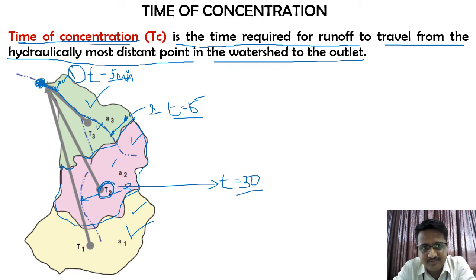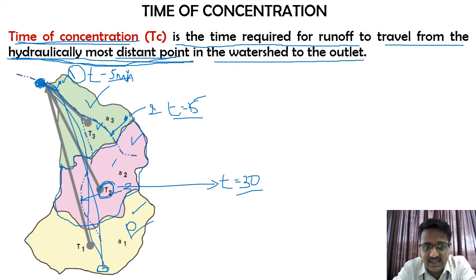Now, hydraulically distant point. It doesn't mean that this is that distance, so we are not directly measuring the length of travel. It is based on other characteristics, the quantum of runoff that will be generated. Based on that, this hydraulically most distant point will be determined. I'll repeat: the hydraulically most distant point will be determined in a catchment area with respect to the runoff generation and its flow characteristics. So don't consider this as the longest length of travel.